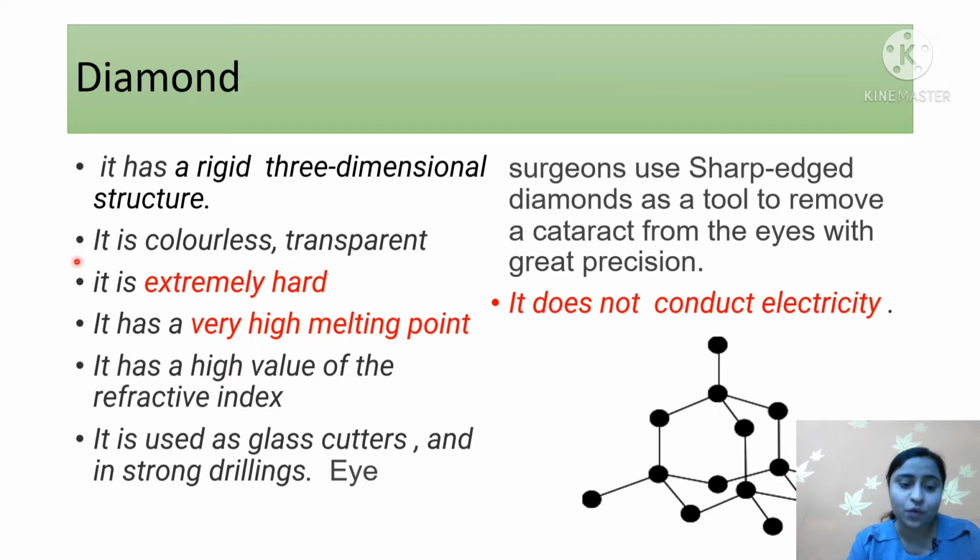Okay, students. What are the other uses of diamond apart from jewelry? Actually, students, it is used as a glass cutter. You have seen it in your homes, and in strong drillings. Even eye surgeons use a sharp-edged diamond as a tool to remove cataracts from the eye with great precision. Okay, students?